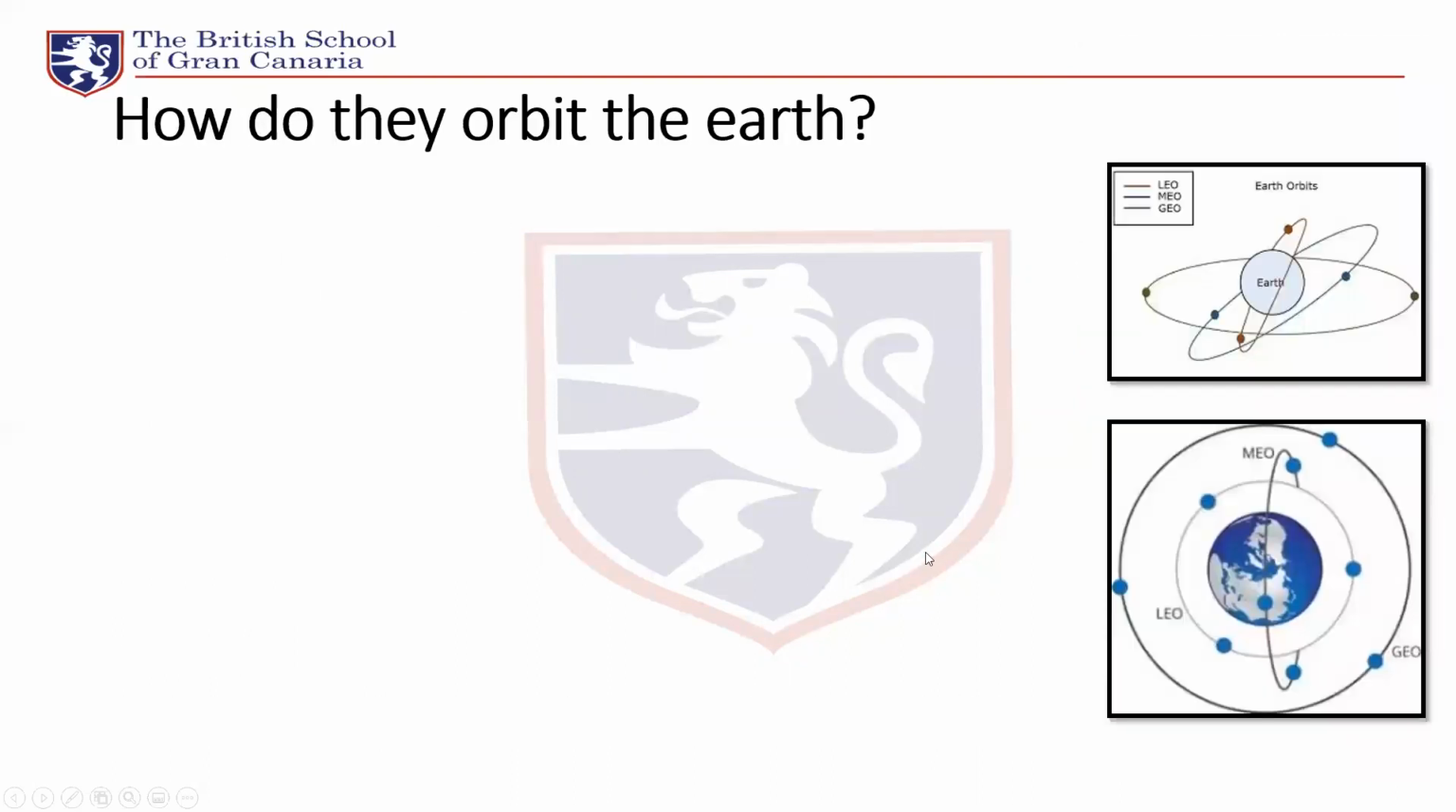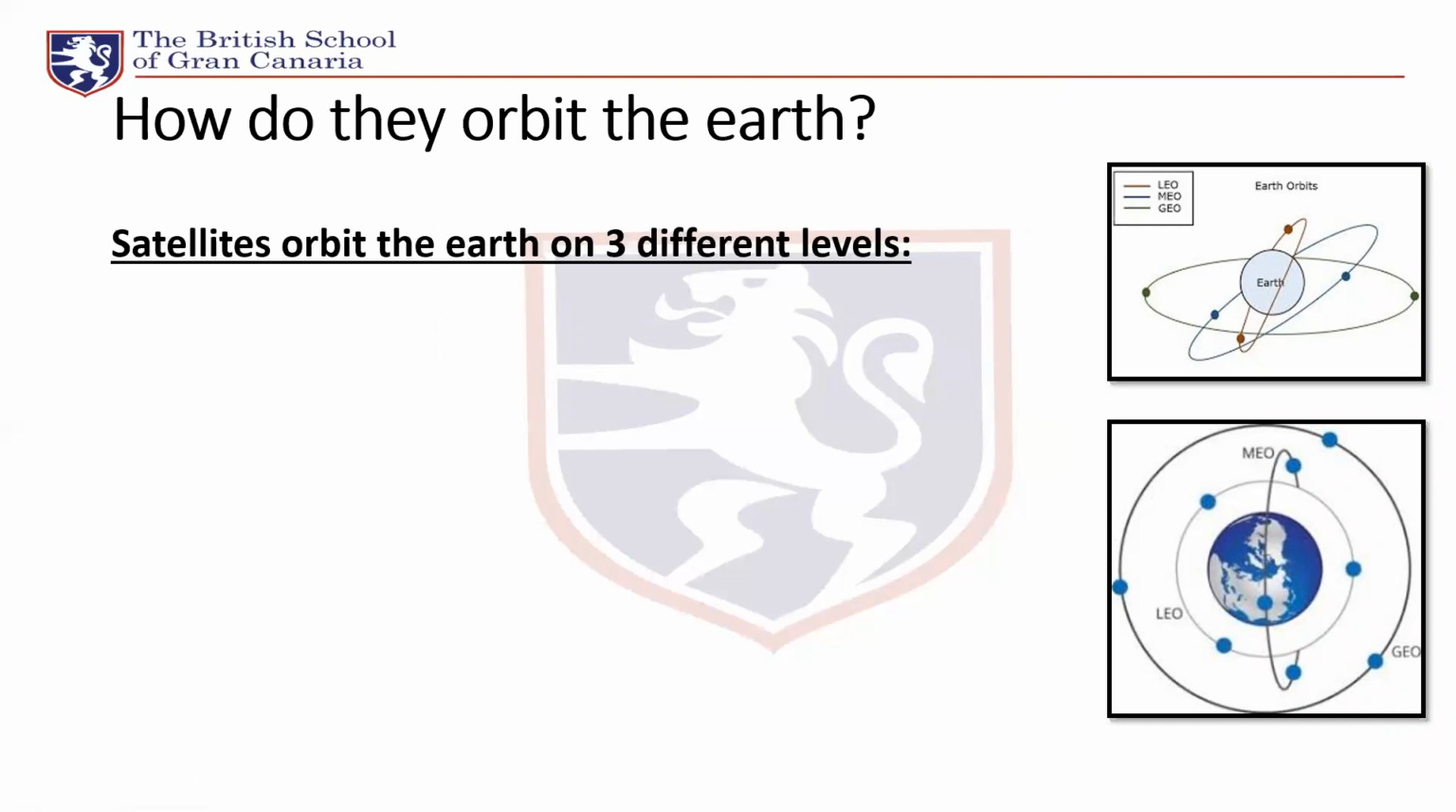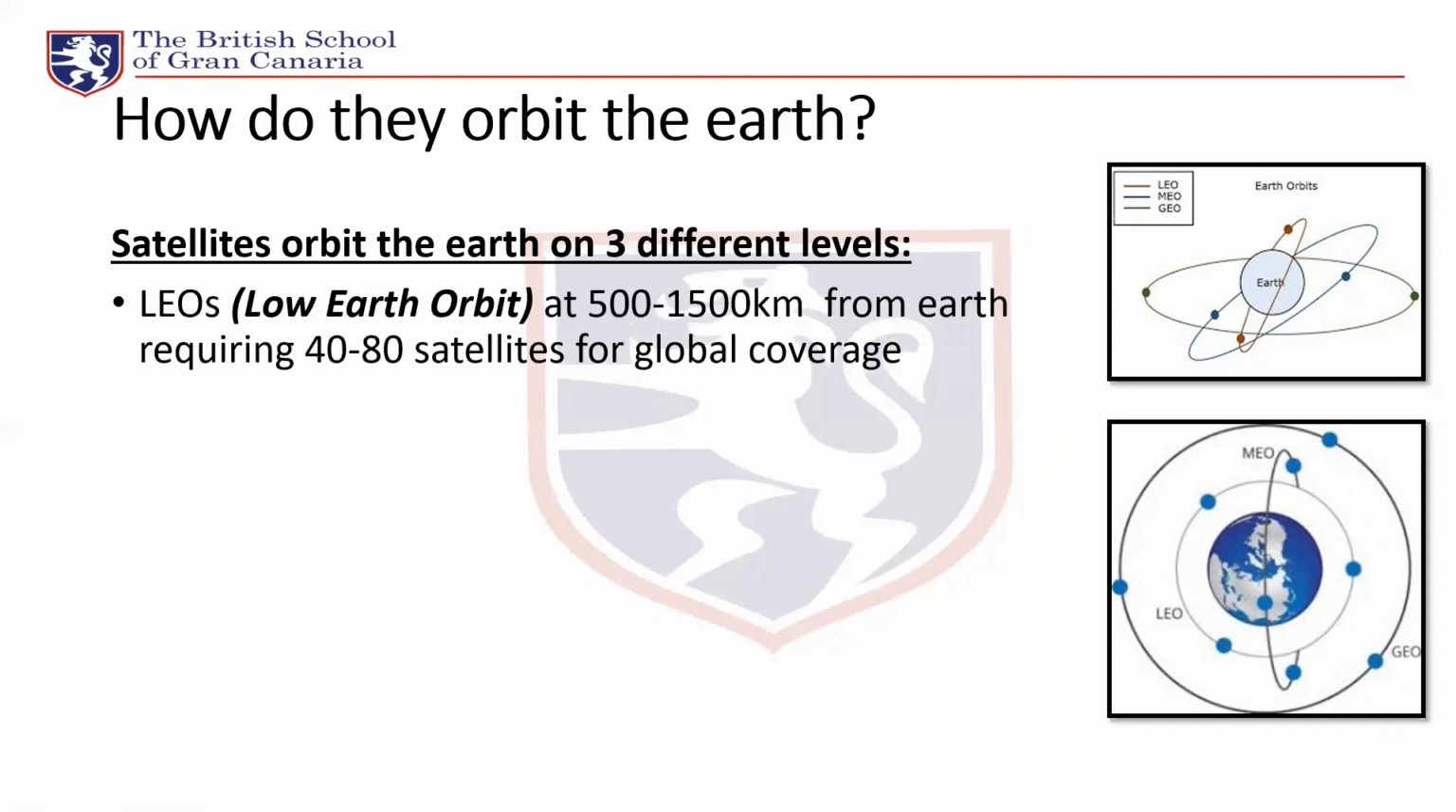So this is what we're going to look into now. How exactly do they orbit the Earth? Well, there are three ways: LEOs, MEOs, and GEOs. Satellites orbit the Earth on three different levels. LEOs are low Earth orbit, and they are around 500 to 1,500 kilometers from the Earth. For global coverage, we require between 40 to 80 satellites.